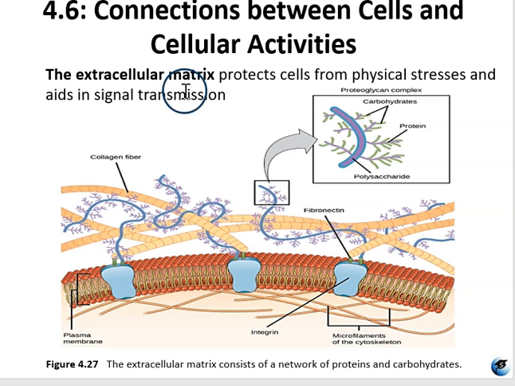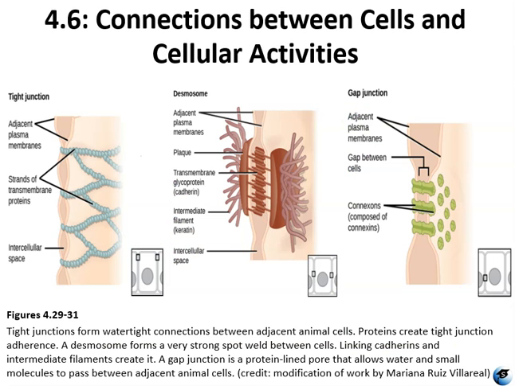This is a figure from the book showing the structural components of the extracellular matrix. So we've got collagen fibers, this is plasma membrane, you have integrin, microfilaments in the cytoskeleton, fibronectin, and then this is a blown out illustration of the proteoglycan complex, which includes carbohydrates, proteins, and polysaccharides. Animal cells communicate via their extracellular matrices, and they're connected to each other via tight junctions, desmosomes, and gap junctions.